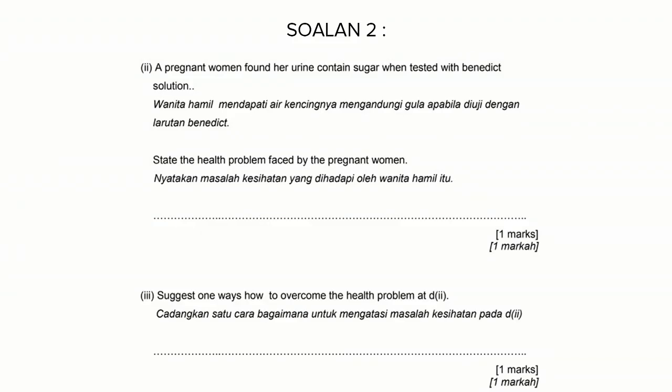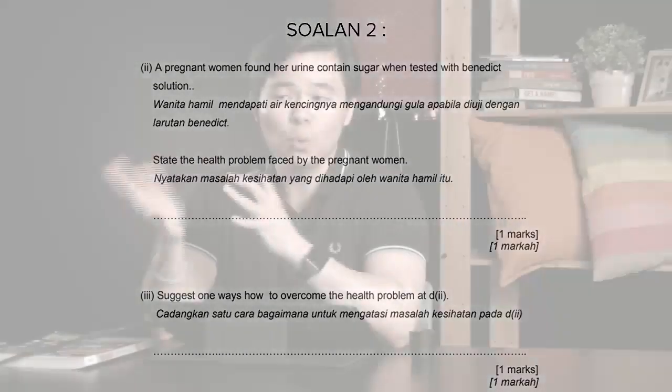Lepas tu untuk yang nombor 2, cadangkan satu cara bagaimana untuk mengatasi masalah kesihatan ini. Okey, kalau untuk kencing manis senang saja, ialah kurangkan ambil gula. Kurangkan pengambilan gula. Reduce the intake of carbo or reduce the intake of sugar. So, this is the answer. Any other way or not? Of course, yes. You can say, do more exercise.